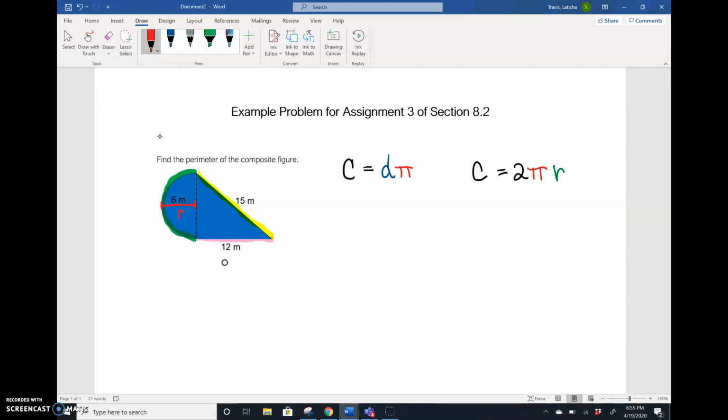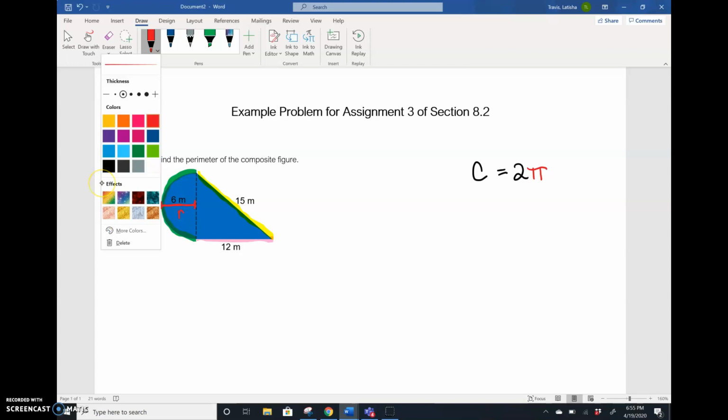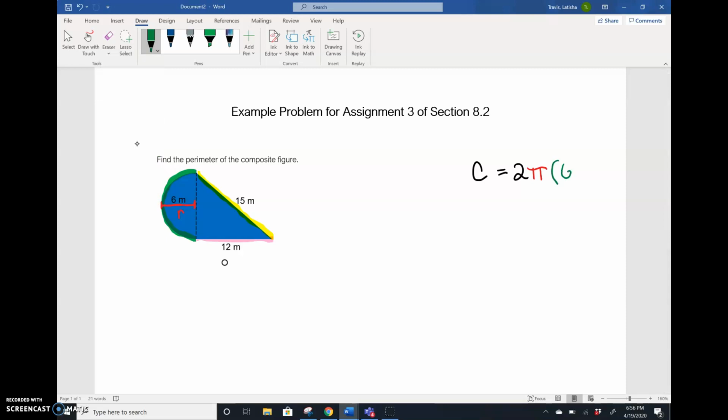So the formula that I'm going to use is the formula that has the radius. So I'm going to erase the diameter formula. I'm not going to use that. And then I'm going to erase my little r, and I'm going to put the dimension they give us for radius in its place. The radius that they give us is 6. So I'm going to use my parentheses. Whenever you're using substitution, you put your numbers in with parentheses, and then you figure out what's going on.